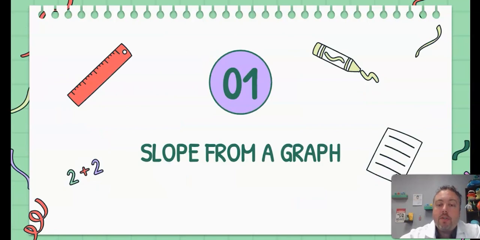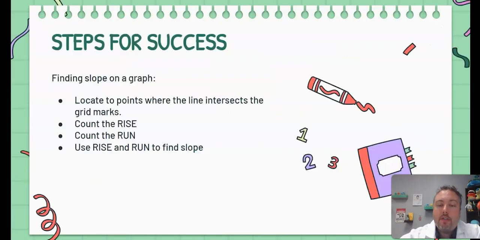So let's look at the first one. What if we have a graph? So here's your steps for success. First thing you've got to do is find 2 points you can use to help you locate slope. It's really convenient if they happen to be on the grid marks of the graph. It just makes it easier to count what the rise is and what the run is. And we're going to use that rise and run to help us find the slope.